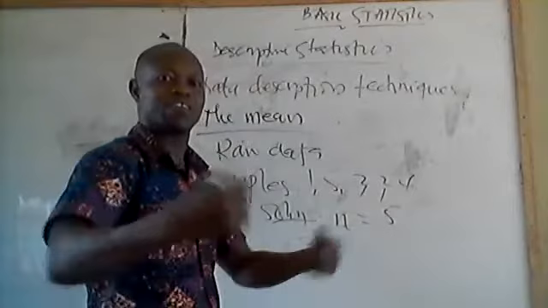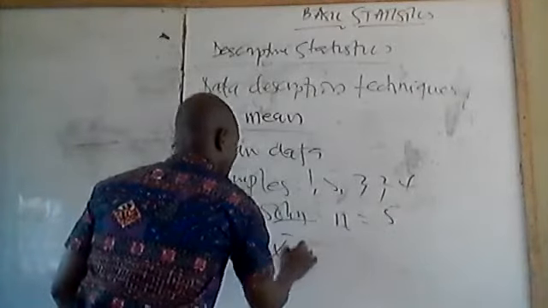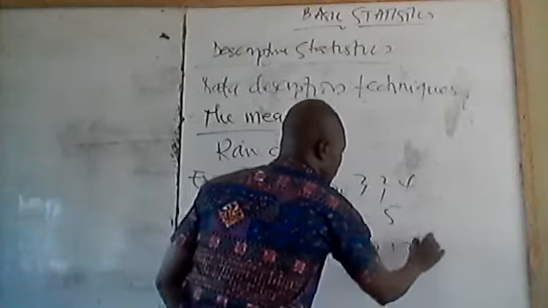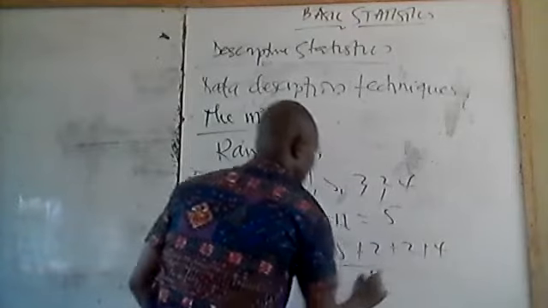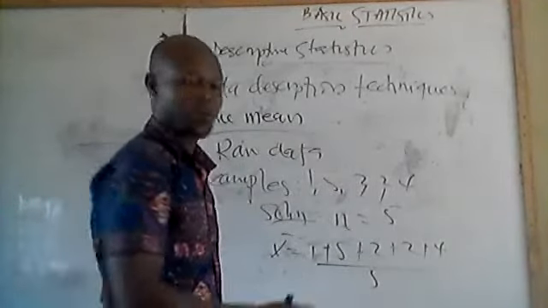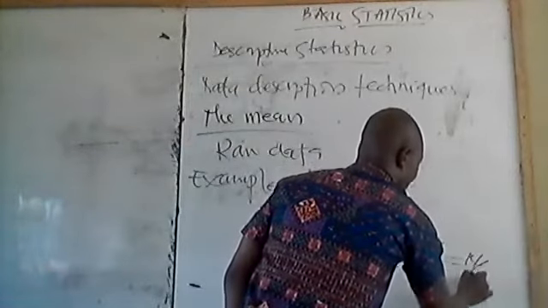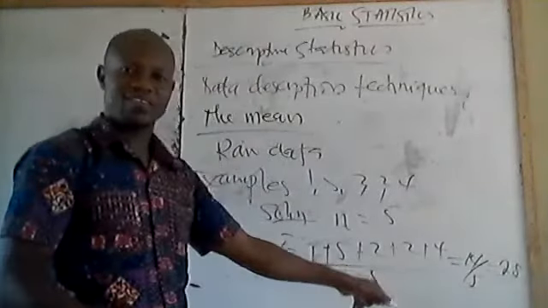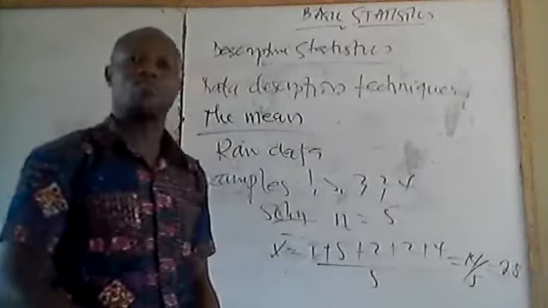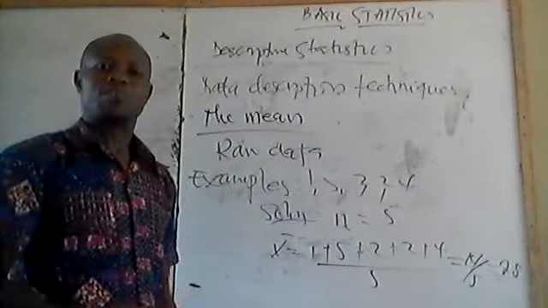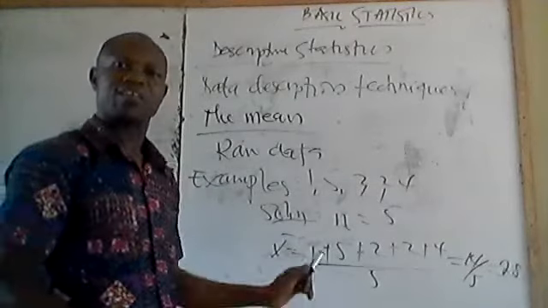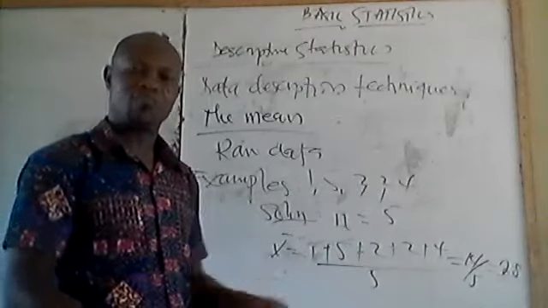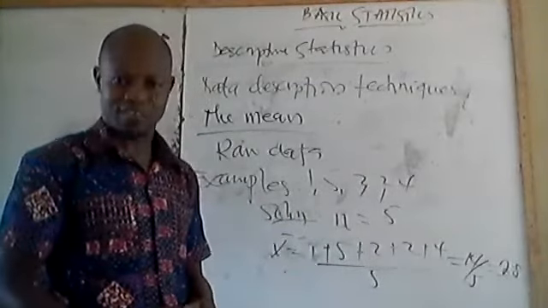The next thing is to find the summation. So x bar is 1 plus 5 plus 2 plus 2 plus 4, all divided by 5. When we do this, we get 14 divided by 5, and the final answer is 2.8. So 2.8 is the mean for this set of data. I believe it is clear for you to understand. Get the sum of the given numbers and divide by the total number of the numbers. That will give you the mean for this kind of data.